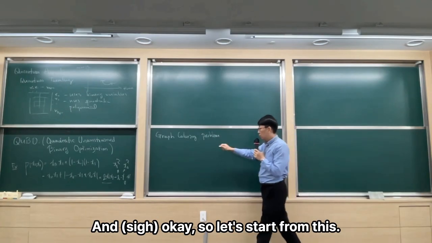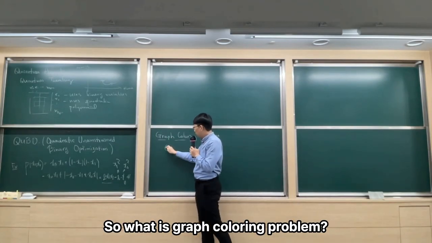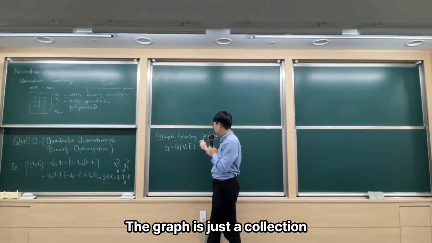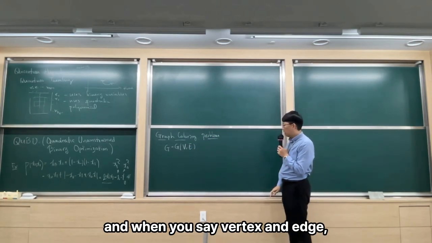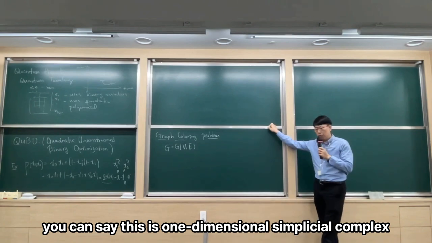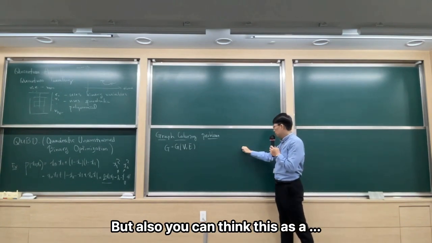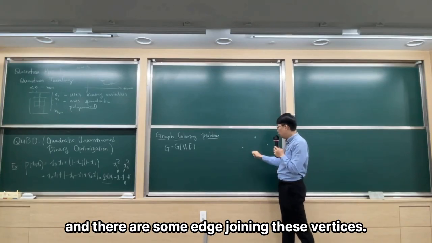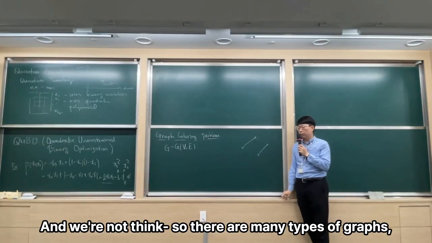And okay, so let's start from this. So what is the graph coloring problem? What is a graph? A graph is just a collection of vertices and edges. And when you say vertices and edges, you can say this is a one-dimensional simplicial complex in mathematical terms. But you can also think of this as finitely many vertices and some edges joining these vertices. So this is a graph.